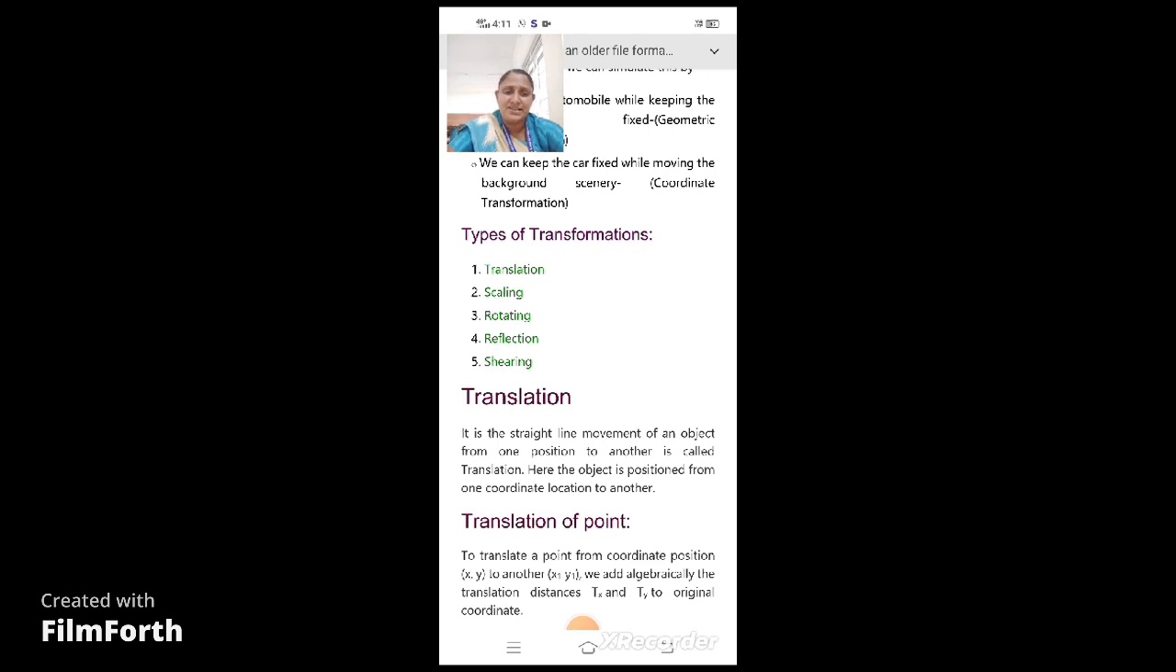What does translation mean? The object will move in a straight line from one position to another position. So in translation, the object will move from one position to another position. It will be moved only in a straight line. So that is called translation.